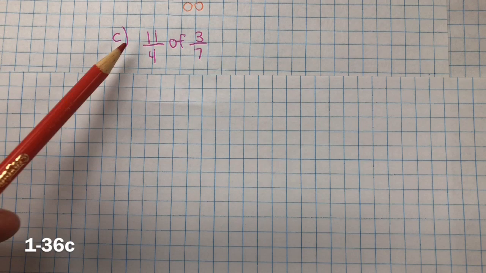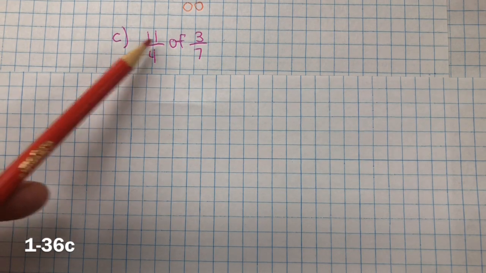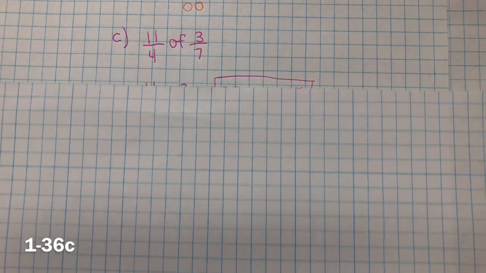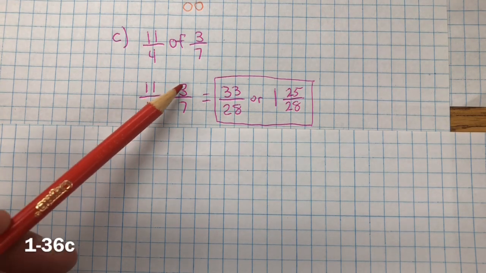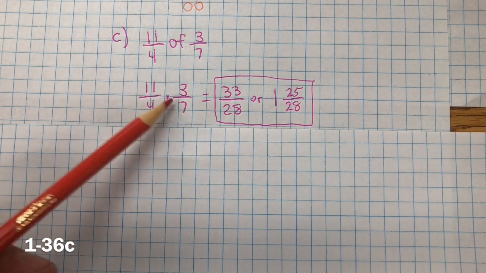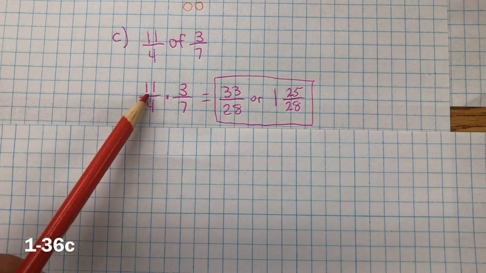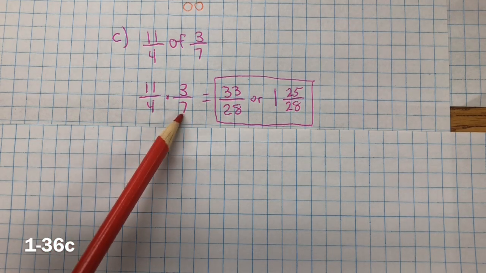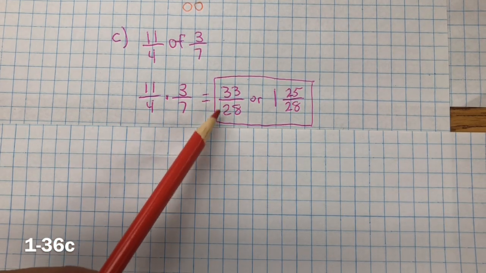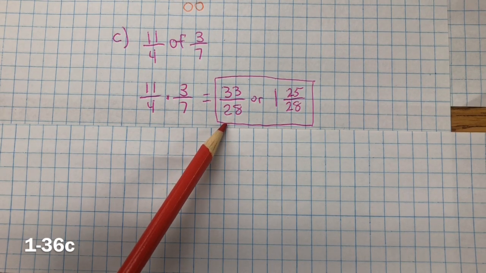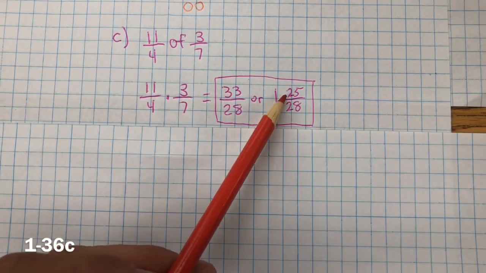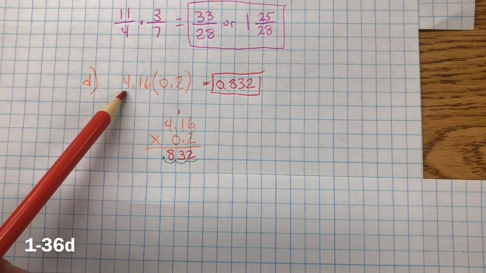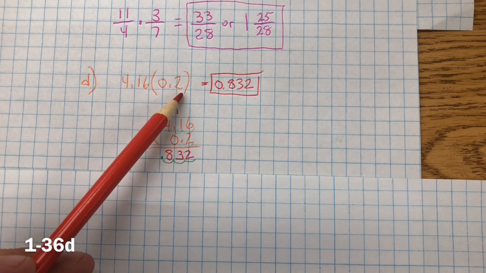In 136C, we have 11/4 of 3/7. Of, in this case, means multiplication. So we have 11/4 multiplied by 3/7. Look to see if you can cross simplify. We can't. So now we're going to multiply the numerators. 11 multiplied by 3 is 33. 4 multiplied by 7 equals 28. So we have 33/28, which is an improper fraction. So you could reduce it to 1 5/28.